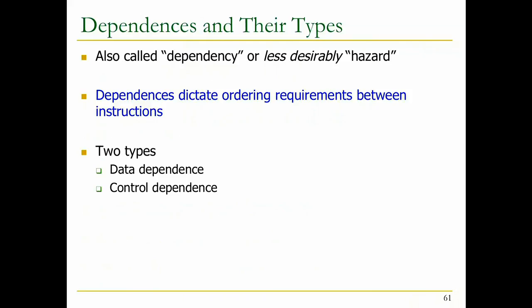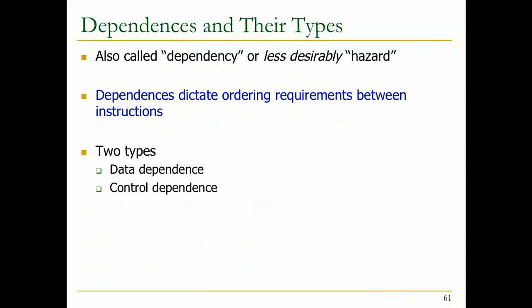You write programs and you have dependencies in the programs. In fact, you've got to have them, right? You need to output something, and that thing is dependent on a previous instruction. So dependencies dictate ordering requirements between instructions. And if you don't handle them well, that becomes a hazard, of course. The goal is to prevent those hazards so that you're correct.